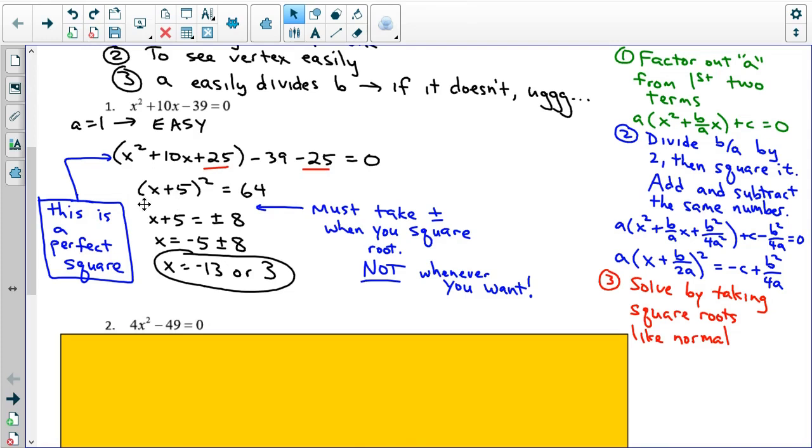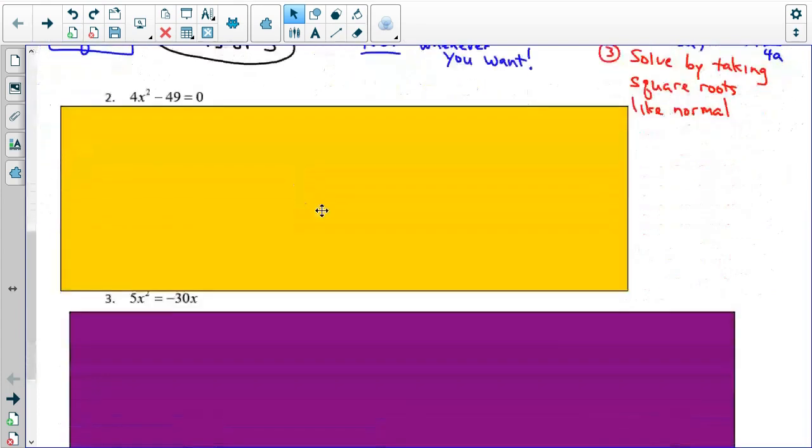Also note, when we take the square root, that is exactly when we must put the plus or minus, not whenever we want. We can't just put plus or minus whenever we want. It has to be when we're taking the square root in the equation.